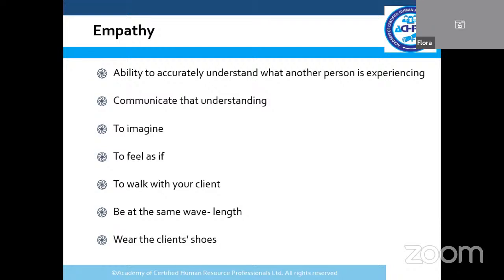Unaweka mguu moja in the ocean, na ingine unaiweka kwa dunia, or on land, so that you don't get overwhelmed. But when we talk about sympathy, you feel for the client and you'll be so emotional. How many issues are you going to carry of the staff? You have so many staffs. They're going to come with so many issues.